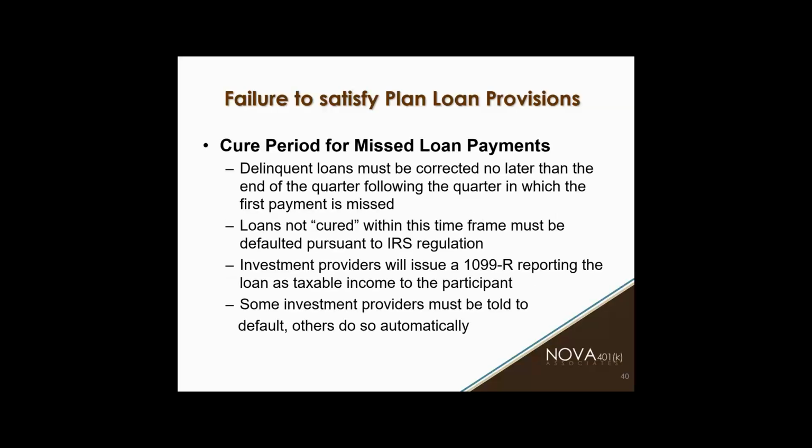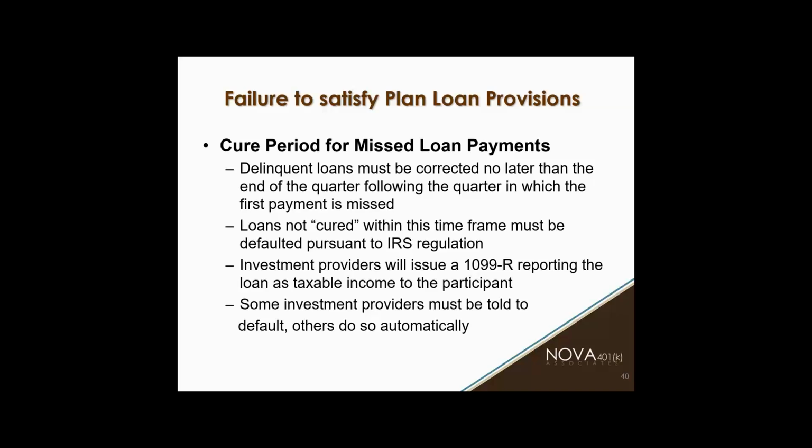So there's a cure period. Basically, if the loan becomes delinquent, like I've missed payments, the IRS rule is that the loan has to be either defaulted or fixed somehow no later than the quarter following the quarter in which the first payment is missed. So if I miss a payment in the first quarter, I have until the end of the second quarter to either bring it current or otherwise fix it. If that doesn't happen, the loan goes into default and the investment provider issues a 1099, which shows the loan is taxable. So loans are a participant borrowing their own money. Even though money's coming out of the plan, if you follow all the rules, it's not a taxable distribution, and they get to repay it back to themselves over time. All right.